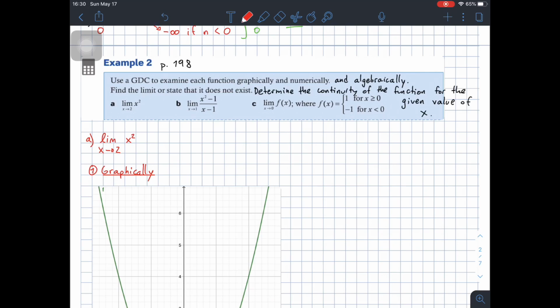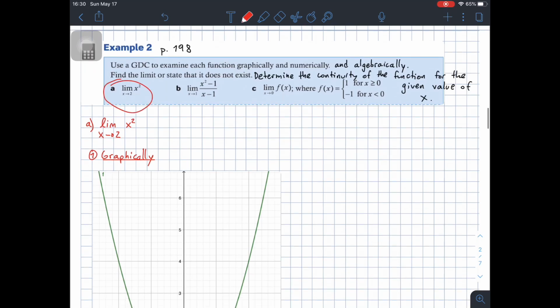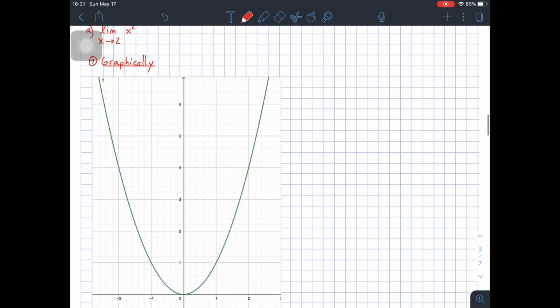Okay? So let's start with a simple exercise. It says determine the limit of this function, which is x squared, when x tends to the value 2. So let's start with the first method, which is graphically. What we're going to do is graph this function, f of x equals x squared. You can do that in your calculators, and you should get a parabola, right?